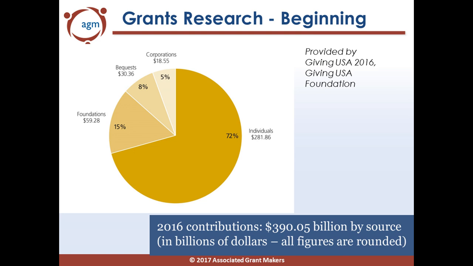So just a little bit of, I like to include these next slides as an overview of the landscape of private giving in the country, just a reminder of the percentage of private giving in the country. This is from 2016. As you can see, most of the private giving still comes from individuals. About 72% or $281 billion is from individuals.